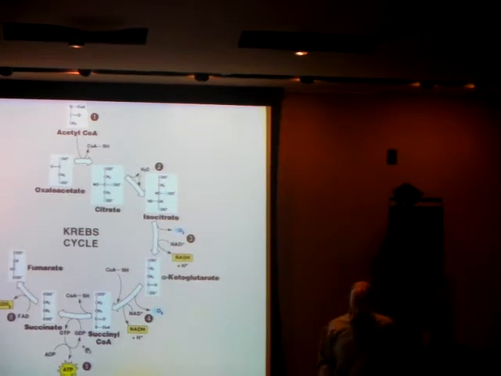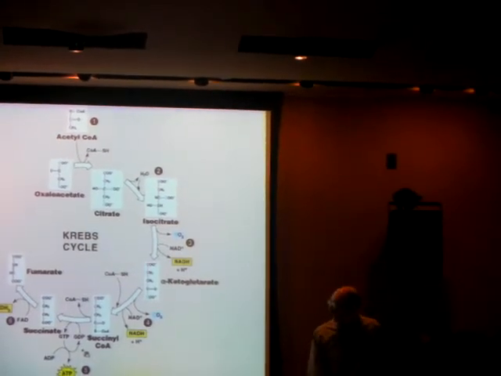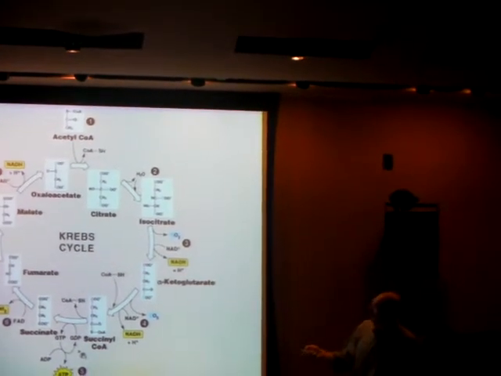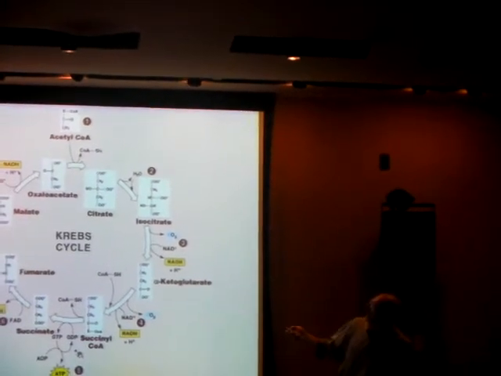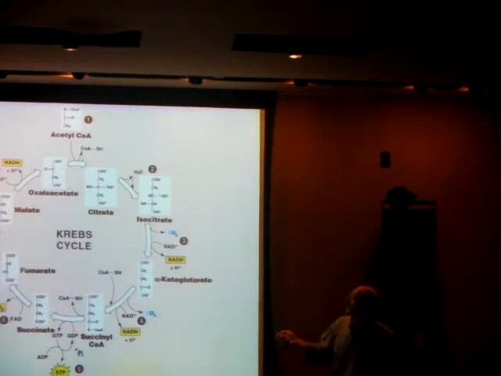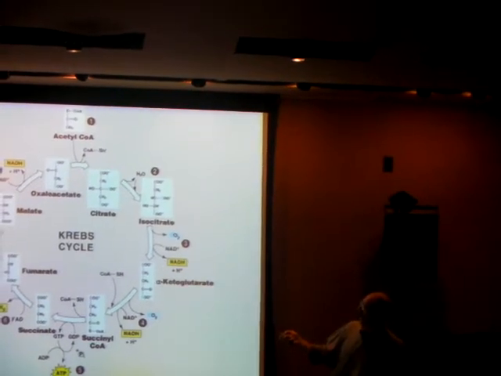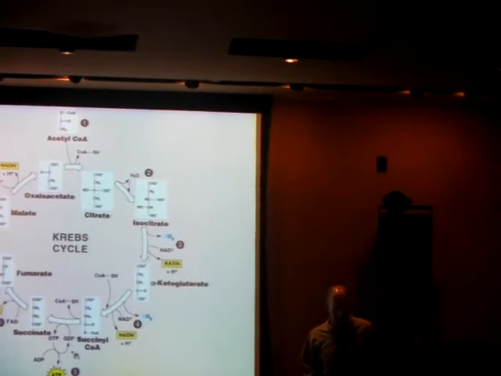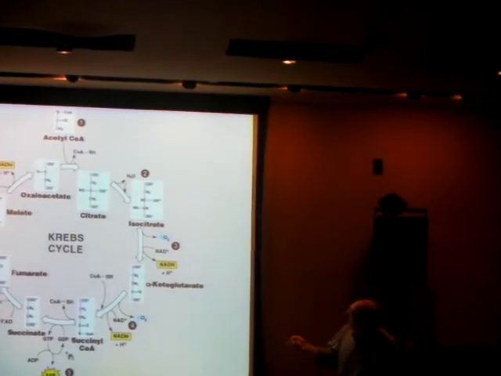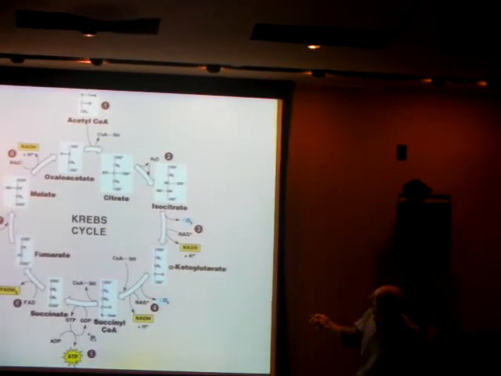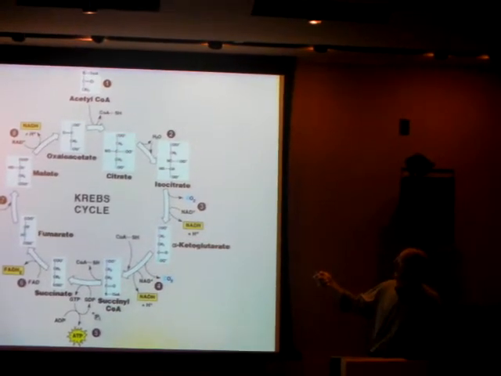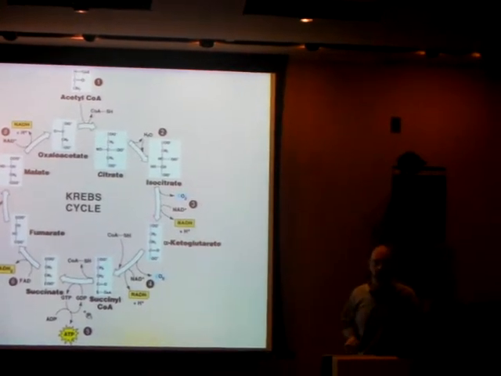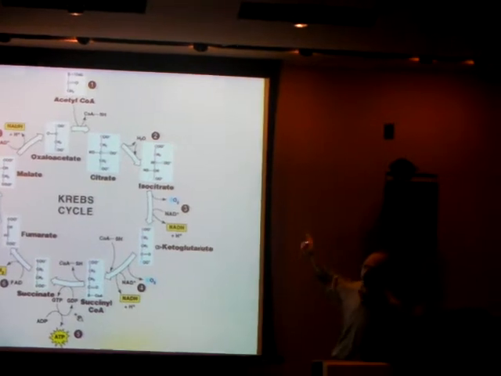And then fumarate is made from that. We get a hydration, make malate, and we get another molecule of NADH produced in the final step of the cycle. And that leads us back to oxaloacetate. That one's ready again as a substrate for attaching another acetyl group from acetyl-CoA. So you see why this is called a cycle.